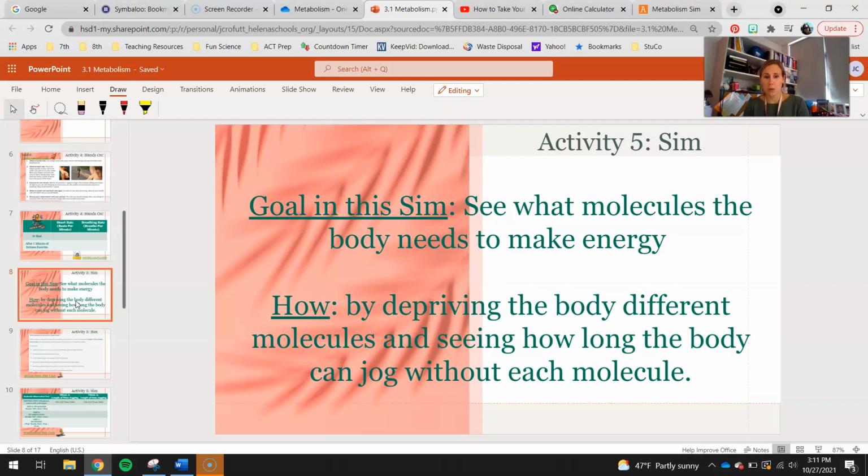And how we're going to do this is we're going to deprive the body of different molecules. We're going to do one at a time so we know what the effect of depriving the body of that molecule is. You're going to see how long the body can jog without each molecule. So if we need it for energy, essentially if we don't have that molecule coming into our body, we're not going to have very much energy and we won't be able to jog for very long.